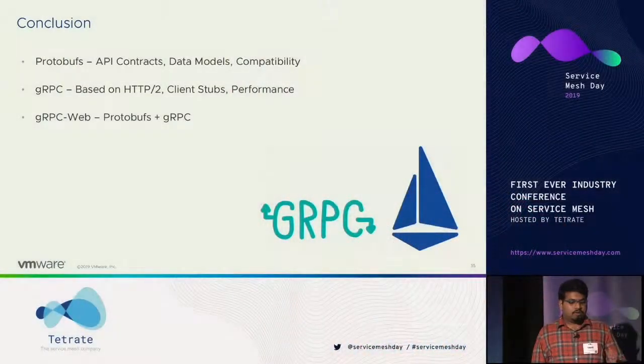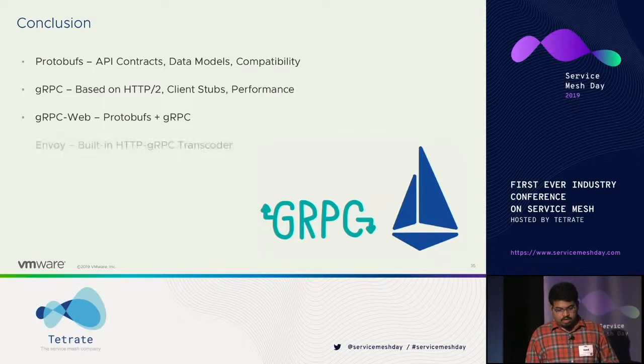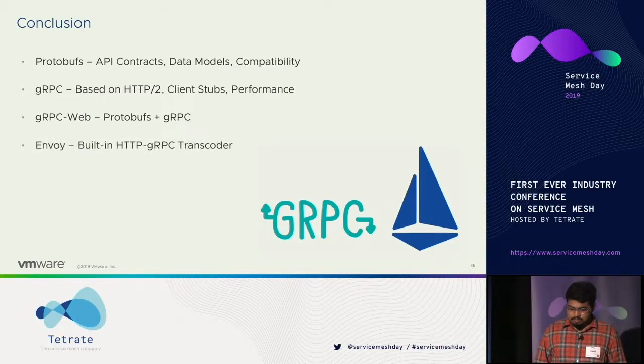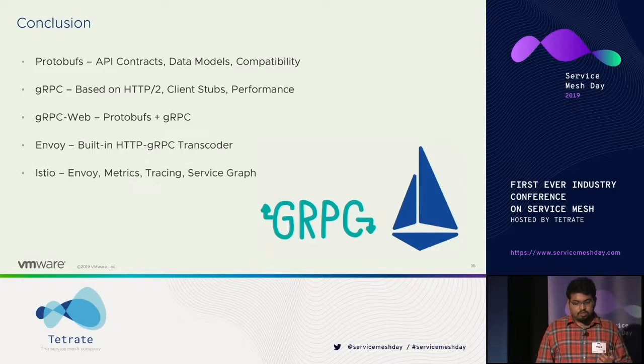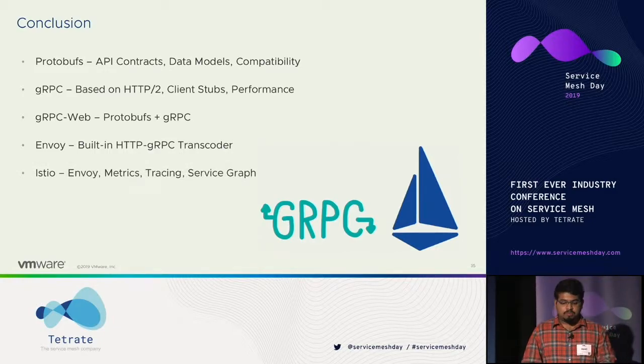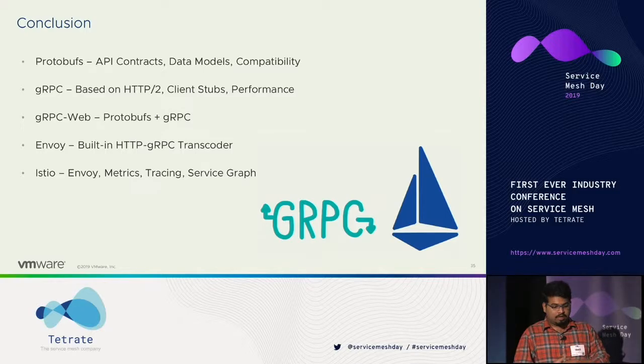gRPC-Web lets you take the protobuf and gRPC experience onto browsers, and it needs a proxy like Envoy for that. Istio gives you Envoy and a whole bunch of dashboards for metrics, for tracing, and service graph. And Istio is also extensible, so you can create your own adapters and wire in a backend that you want. In my case, I created a plugin for Wavefront, so you can visualize the same metrics on Wavefront now. Get rid of your REST APIs then.